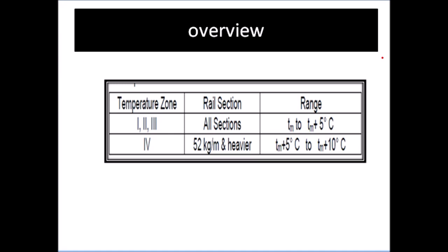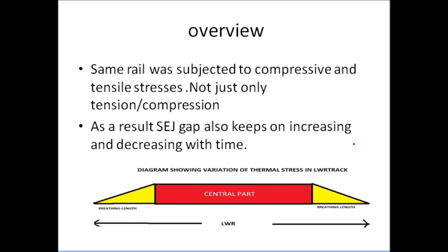Based on this idea, we have fixed values as per IRPWM. See how they have fixed the TD values. In zones 1, 2 and 3 we have T mean to T mean plus 5. At this temperature we have fixed the TD values, not TD equal to T minimum or TD equal to T maximum, but TD equal to T average or T average plus 5. And in zone 4 they have fixed T mean plus 5 to T mean plus 10.